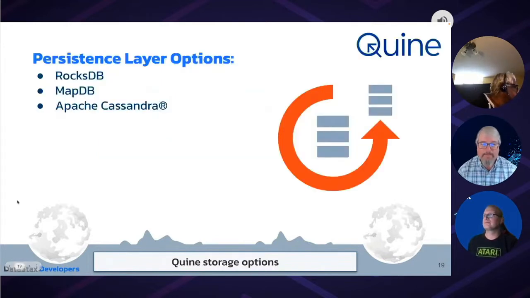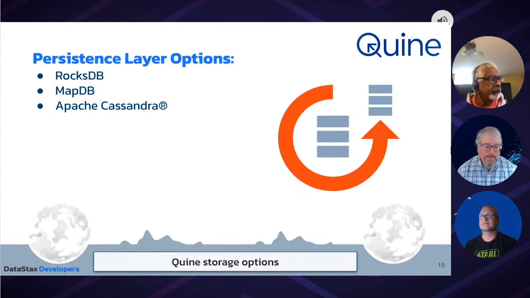Excellent. So of course, Quine has some different persistence options available, right? Yes. We have two local persistence options, which are either RocksDB or MapDB. RocksDB doesn't always play well with all systems. There was a period of time where they were lagging behind on the new M1 Apple architectures, so we also support MapDB. Both of those are really great for prototyping or very small data sets, something where you're not looking for an event that happens over the span of a week or two weeks.